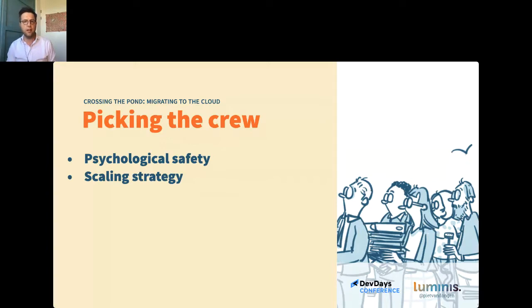Then you need to have a scaling strategy. So for example, how will you share new knowledge, or how will you make sure the rest of the organization can join the cloud migration later on? For that, there are some things that work, some things that don't work as well. For example, communities of practice do work well, and grassroots efforts do work well. What doesn't work as well is, for example, a center of excellence. So bottom up, organic knowledge exchange generally works much better than top down.